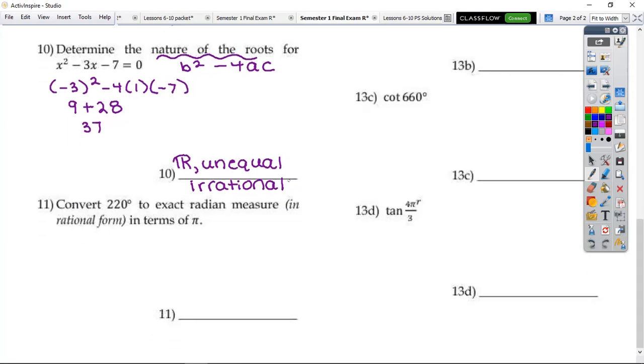Okay, so number 11, conversions. It says convert the degrees to radians. So if you look on your formula sheet, is that one provided to you? It is not. So you're going to do 220 multiplied by pi over 180. And it says in terms of pi, so you are not going to type the pi in the calculator. Does anyone have what this reduces to? 11 ninths, thank you. This is equivalent to 11 pi over 9. Done.